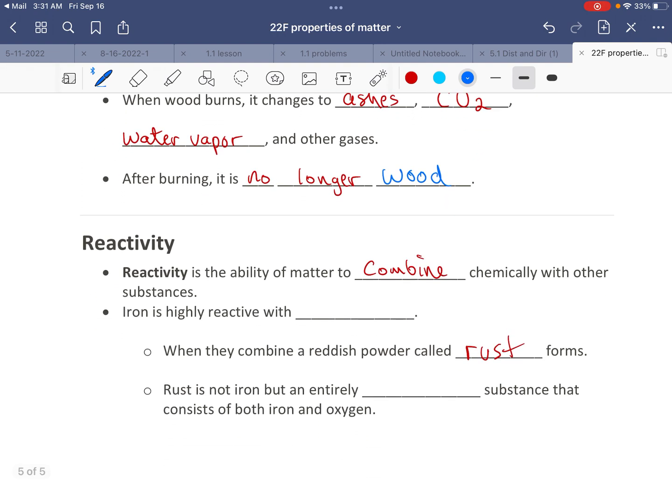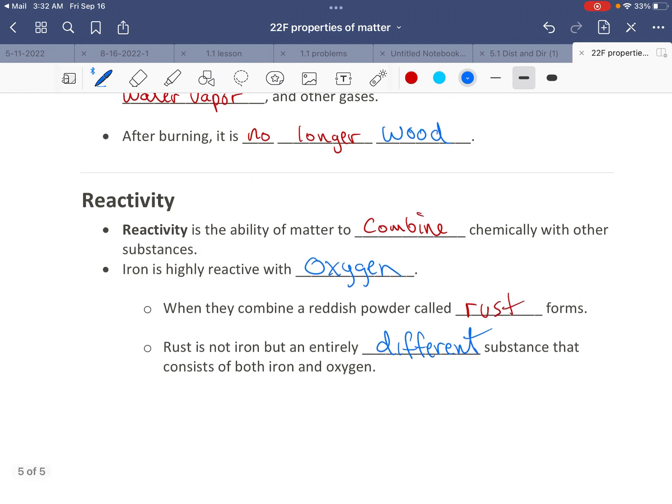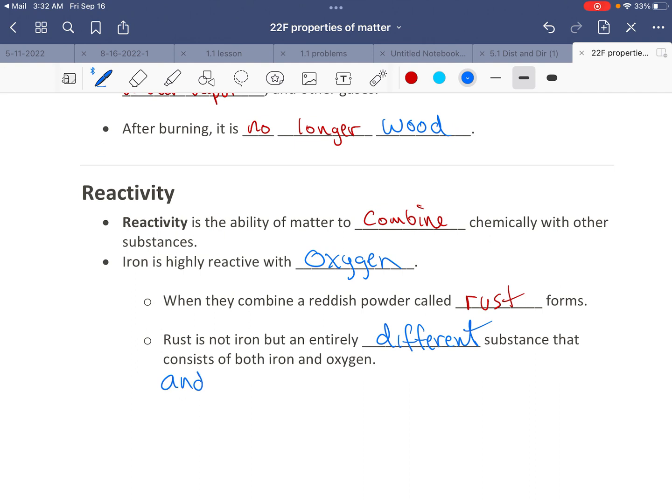Reactivity is the ability to combine chemically with other substances. Iron is highly reactive with oxygen. When they combine, they form a reddish powder called rust. But rust is not iron, but an entirely different substance that consists of both iron and oxygen and has different properties than either iron or oxygen.